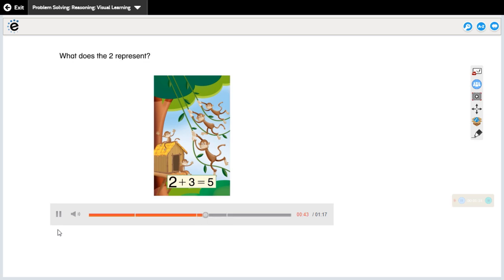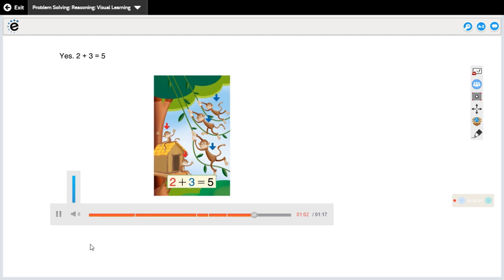What does the 2 represent? Do you know? 2 monkeys in the treehouse. What does the 3 represent? What do you think the 3 represents? 3 monkeys swinging. Does Jada's story match the equation?